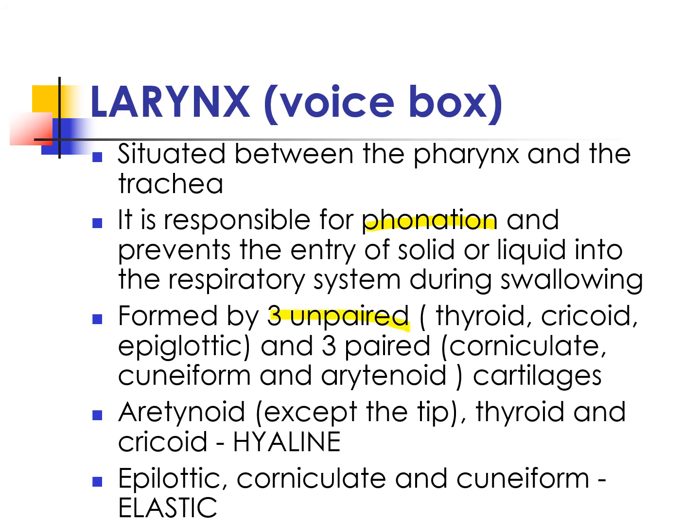So meron 3 unpaired at 3 paired cartilages found sa larynx. Ano yung 3 unpaired? Yung 3 unpaired we have the thyroid, cricoid, and epiglottic. Ang 3 paired naman, we have corniculate, cuneiform, and arytenoid. Yung arytenoid, thyroid, and cricoid, they are made up of hyaline cartilages. While the epiglottic, corniculate, and cuneiform, they are made up of elastic cartilages.